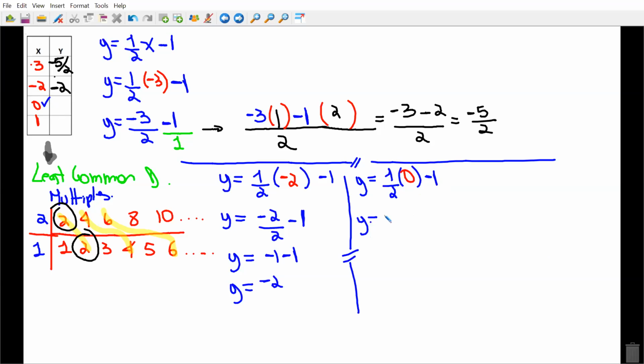So y is going to be equal to, how much is any number times 0, guys? 0. Any number times 0 is 0. 0 minus 1, what is the answer? Negative 1. So negative 1 over here. Any questions? No? We're okay? All right, let's move on to the last one. Y is going to be equal to 1/2 times what, guys? Times 1.